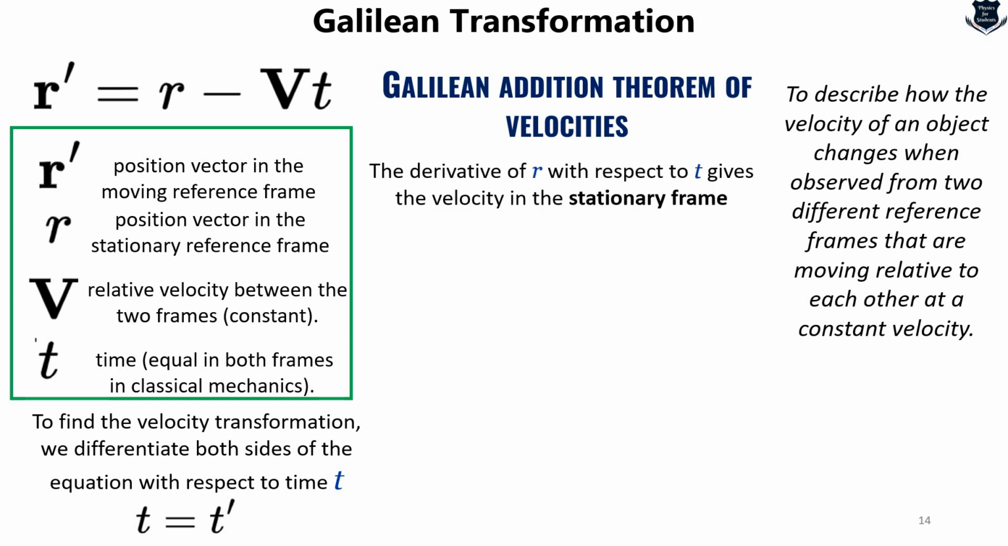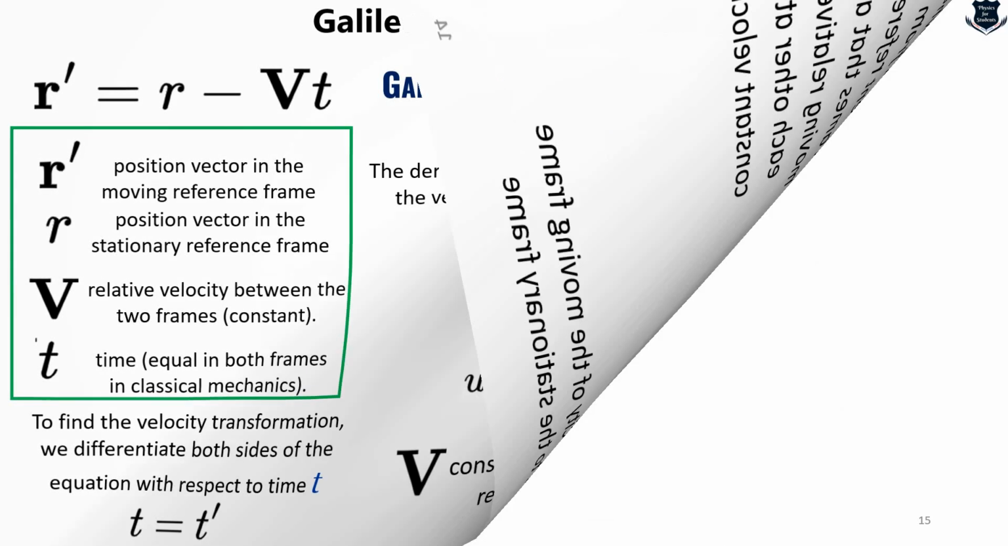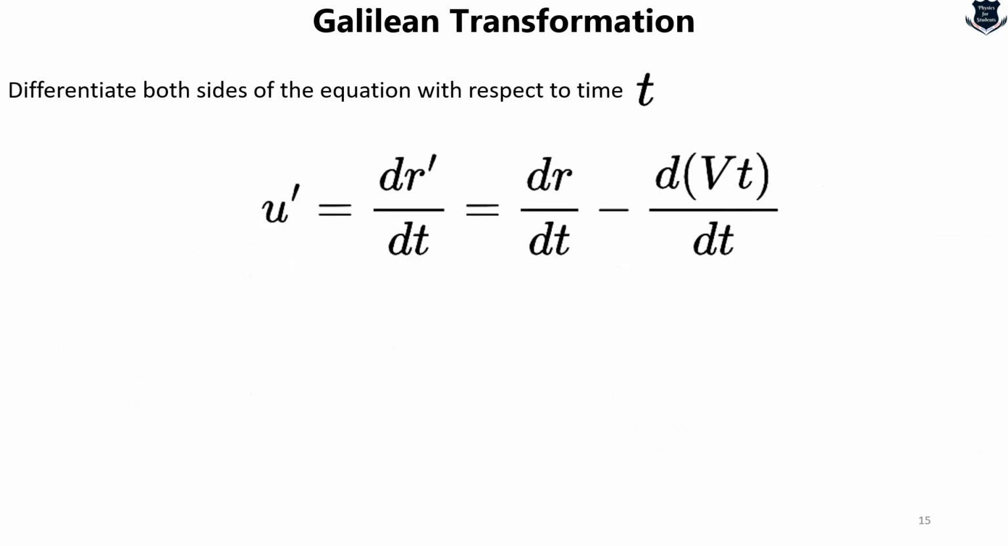The derivative of r with respect to t gives, in the stationary frame, u equals dr by dt, and in the moving frame of reference it gives u prime equals dr prime by dt. It represents the velocity in the moving frame, and v is basically the constant velocity of the moving frame relative to the stationary frame. Now, differentiating both sides with respect to time t, what we get is this. Very simple.